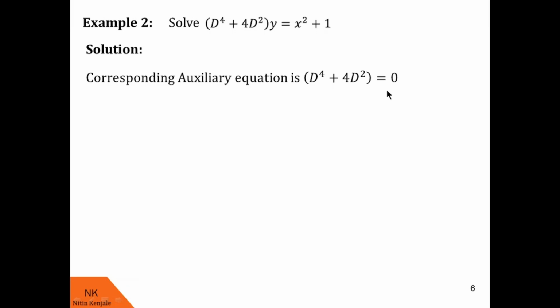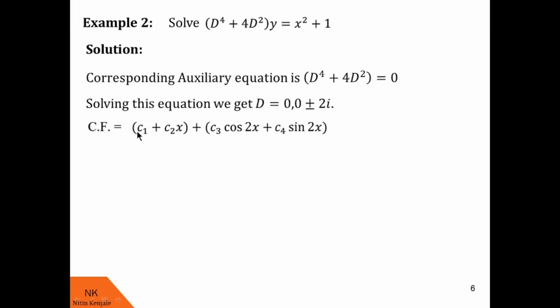Let us solve this. This is a degree 4 equation, so it will have 4 roots. You can take out D square common. So you will have D square into (D square plus 4) is equal to 0. So either D square is equal to 0 or D square plus 4 is equal to 0. This leads to 4 roots as 0, 0 and plus minus 2i. These first 2 roots are real and repeated. So the corresponding CF for this is given as (c1 plus c2 x) into e raised to 0x, that is 1. So we neglect to write it.